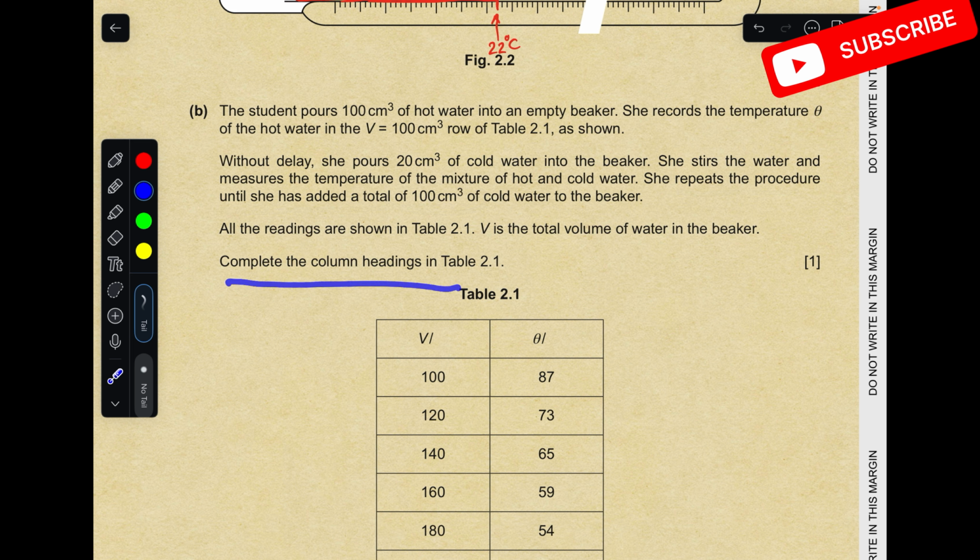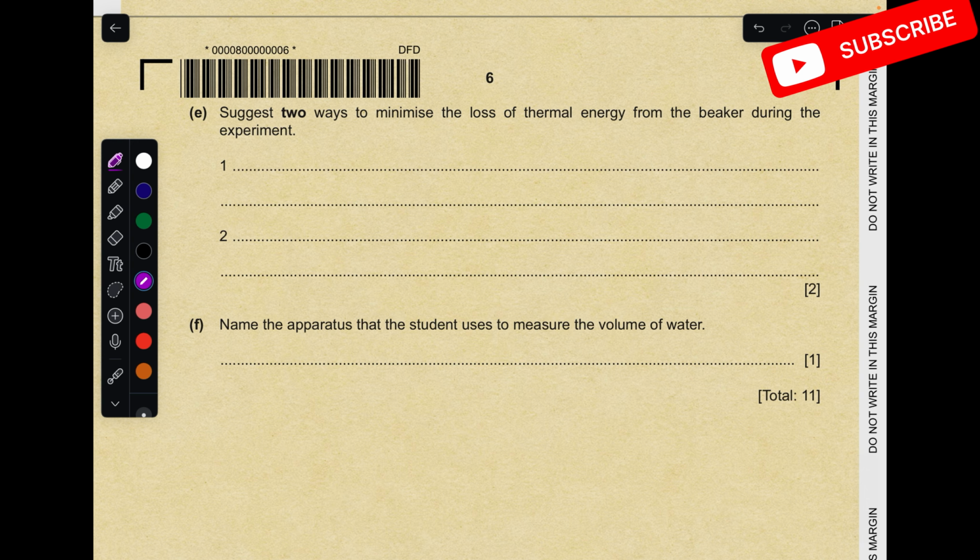Okay, let's move forward. Part E. Suggest two ways to minimize the loss of thermal energy from the beaker during the experiment. Okay, we just discussed that before adding the cold water, the heat can be lost. So you have to make sure it will not be lost, or you have to minimize it. So what we can do, we can insulate the sides of the beaker to prevent conduction.